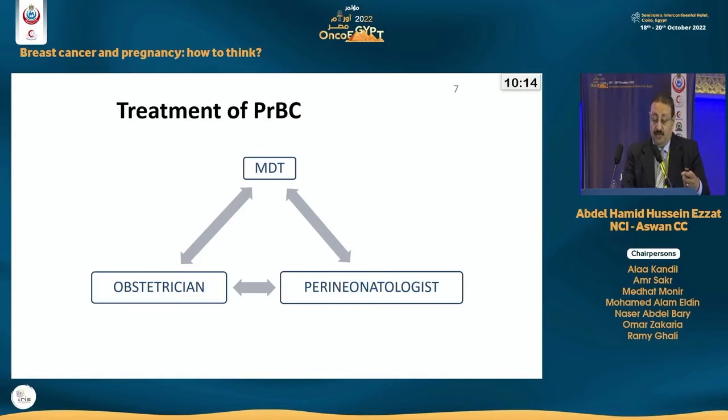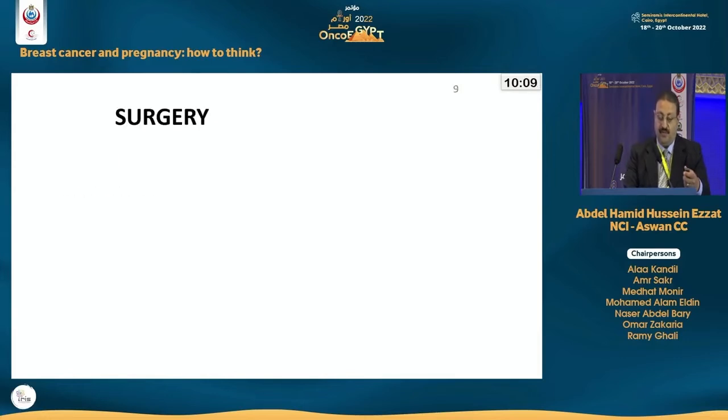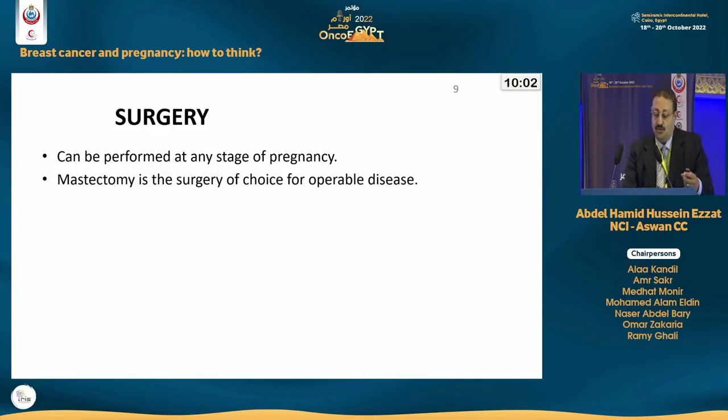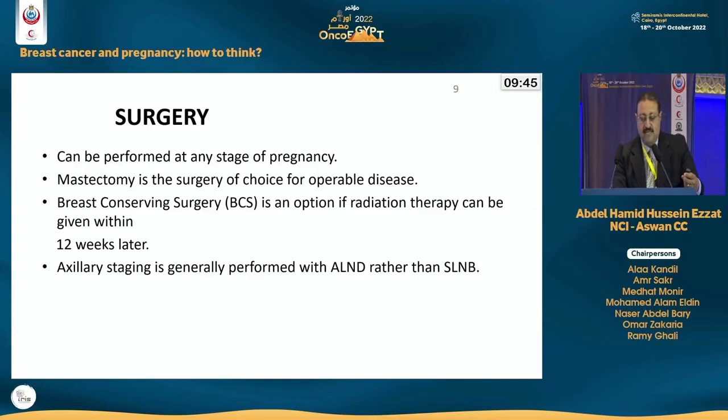The main lines of treatment are surgery, radiotherapy, or chemotherapy. Regarding surgery, it can be performed at any stage of pregnancy, and mastectomy is the surgery of choice for operable disease. Breast conserving surgery is an option if radiotherapy can be given later, some literature says within 12 weeks, I think up to 6 months also. Axillary staging is generally performed with axillary lymph node dissection rather than sentinel node biopsy.